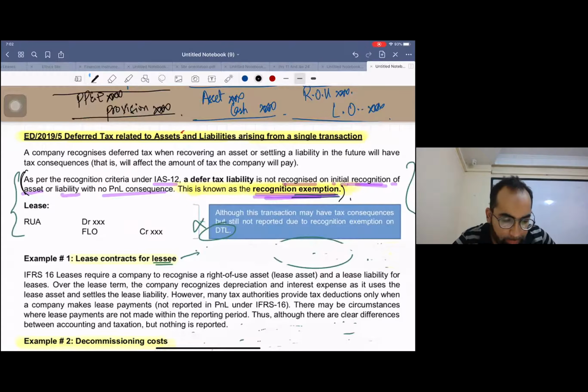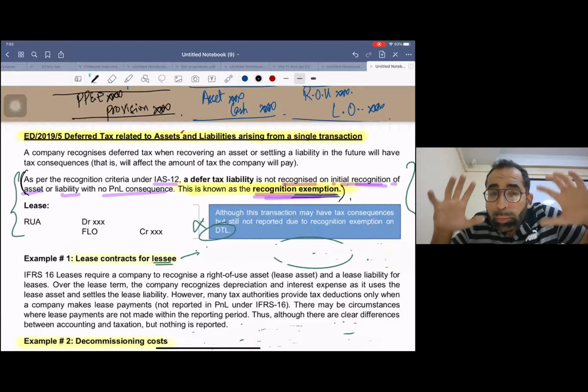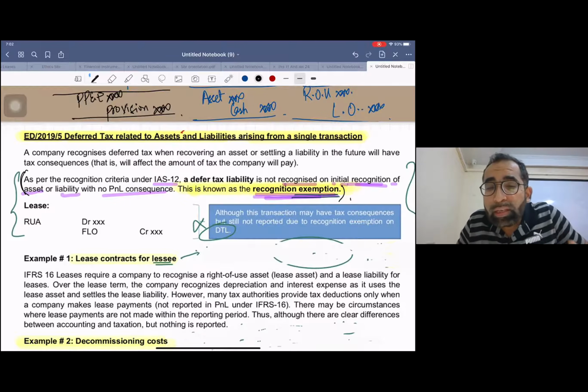Read it again. As per the recognition criteria under IAS 12, a deferred tax liability is not recognized on initial recognition of an asset or liability with no P&L consequence. This is known as the recognition exemption. This is the previous, old standard. Now, what new thing are they bringing? What new thing is the IASB proposing?